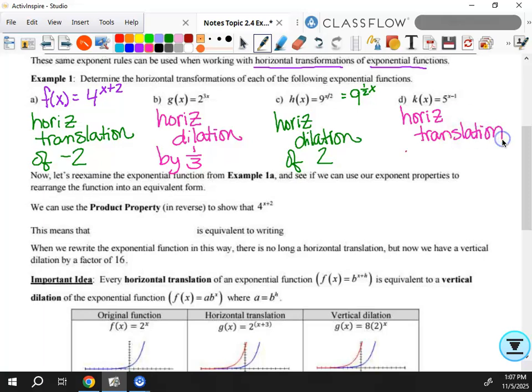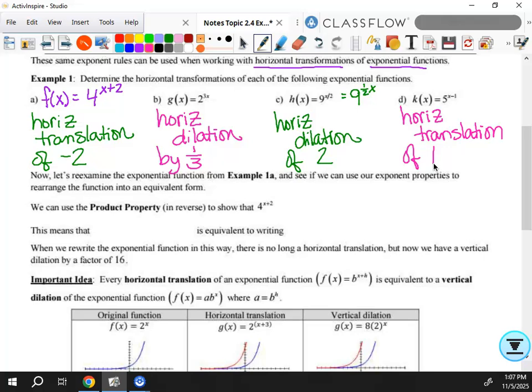It's a horizontal translation of what? 1. And again, we need to know that that means we're going to the right one, but we don't talk about the right and the left. I have to use the signs of the number itself. Okay. Any questions? All right.